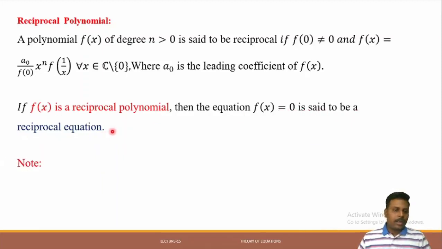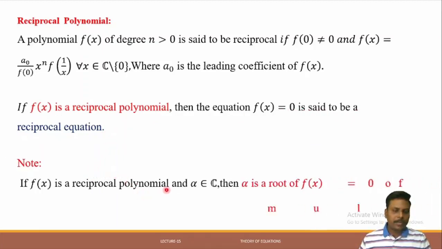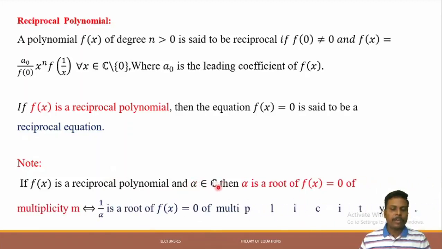Now we have a small note here. If f of x is a reciprocal polynomial and alpha is a complex number, then alpha is a root of f of x is equal to 0 of multiplicity m if and only if 1 by alpha is a root of f of x is equal to 0 of multiplicity m. That means for a reciprocal equation, if alpha is a root, then 1 by alpha is also a root of it. Let us see how this 1 by alpha is going to be a root of it.